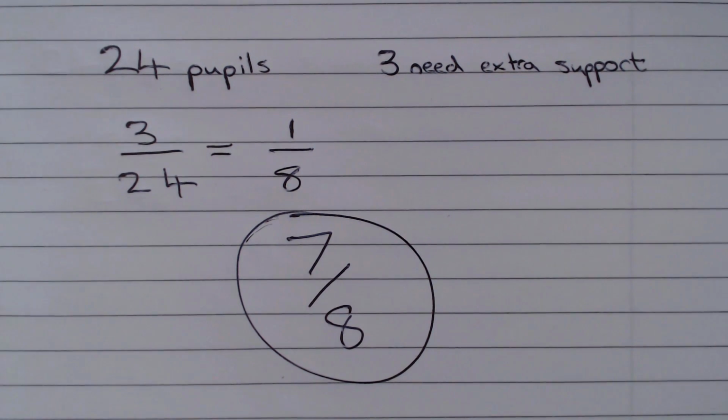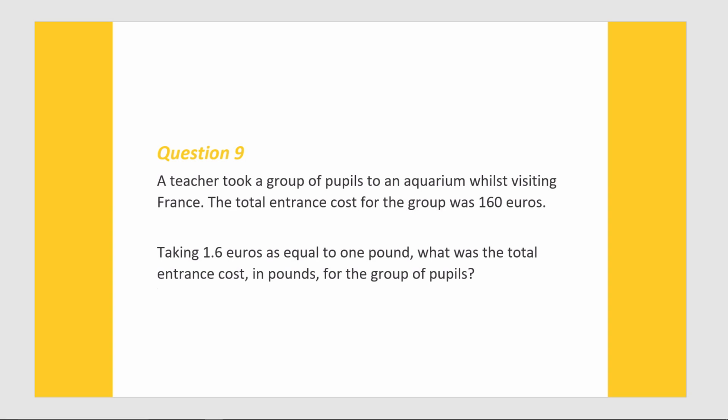So that is our answer. A teacher took a group of pupils to an aquarium whilst visiting France. The total entrance cost for the group was €160. Taking €1.6 as equal to £1, what was the total entrance cost in pounds for the group of pupils?